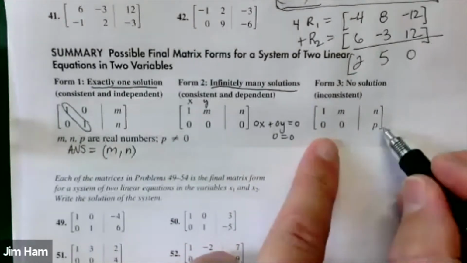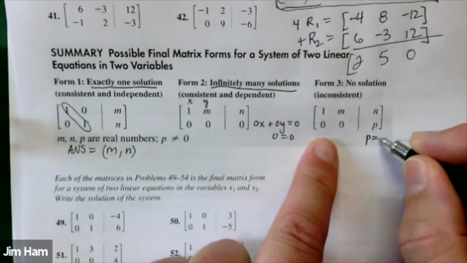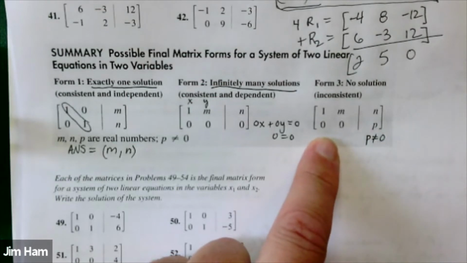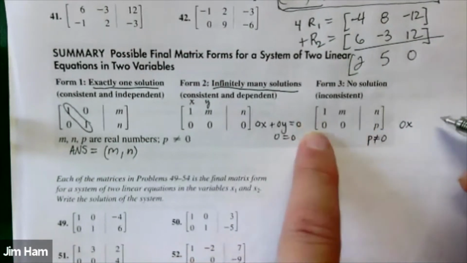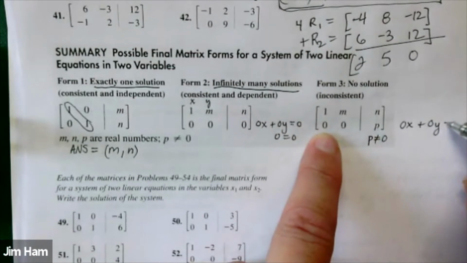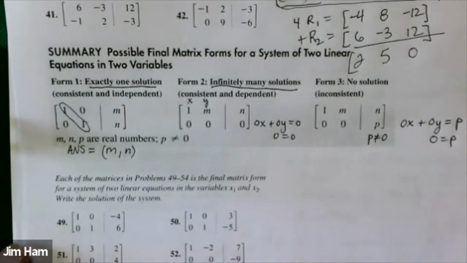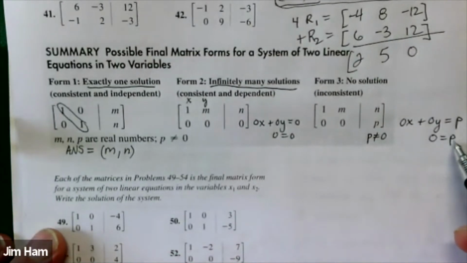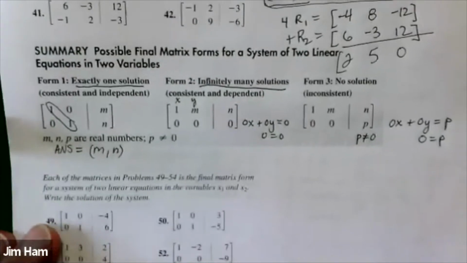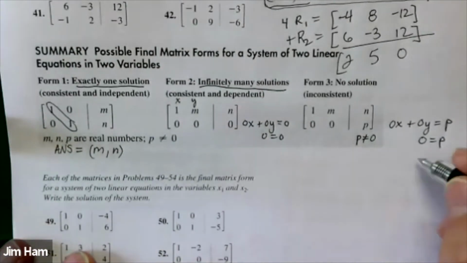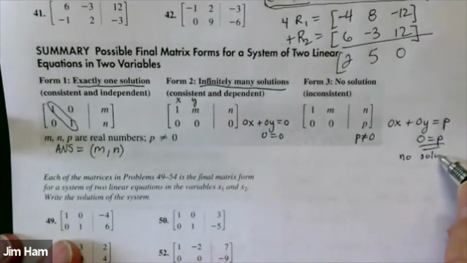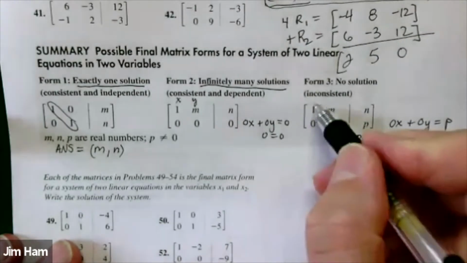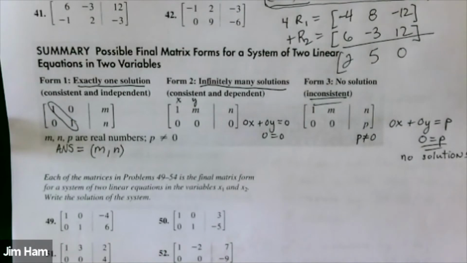And if we rewrite this, if p is not equal to 0, if p is some other number, then this equation, which corresponds to the second row, would be 0x plus 0y equals p. Well, this is 0 equals p, and p is not 0. So 0 equals 7, for example, is a false equation. And it's never going to be true for any value of x and y. So this is the one where, if you were solving this algebraically, you would stop right here and say no solutions. And the word that we're using for no solutions is inconsistent.